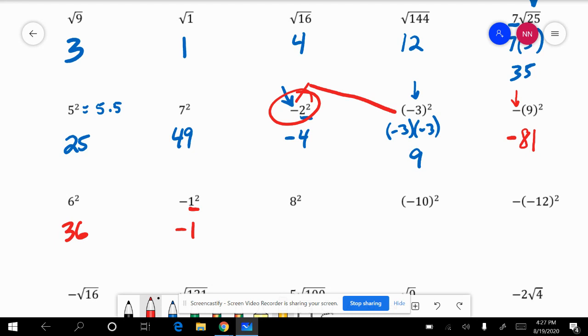8 squared would be 8 times 8. Notice the negative is inside, so this is really negative 10 times negative 10, giving us a positive 100. Here we're squaring the inside to get 144, because a negative and negative is a positive, but there's another negative, so we put the negative right there.